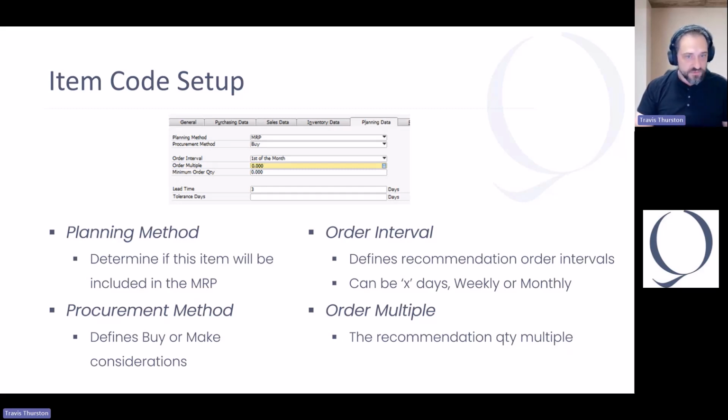Your order multiple is the amount in which you want it to give you recommendations. So if you typically order it as 1 or 5 or 25 or 10, those would be the settings that you want to define there.